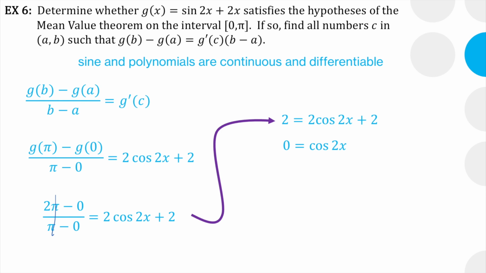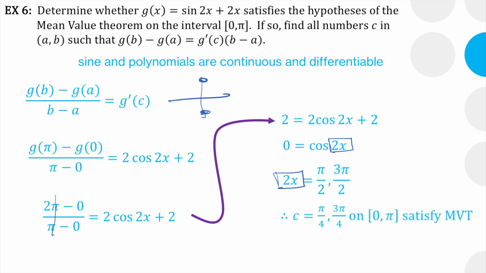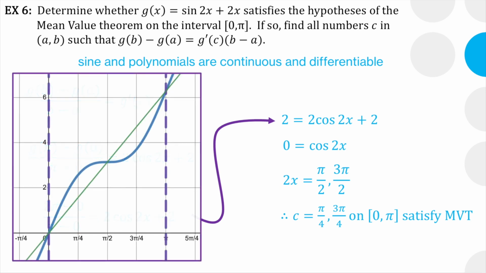Well, where does cosine equal 0? Cosine equals 0 at pi over 2 and 3 pi over 2. So this angle, 2x, has to equal pi over 2 or 3 pi over 2. So if we divide both sides by 2, there we go. Pi over 4 and 3 pi over 4. There's the graph. So that checks out, pi over 4 and 3 pi over 4.